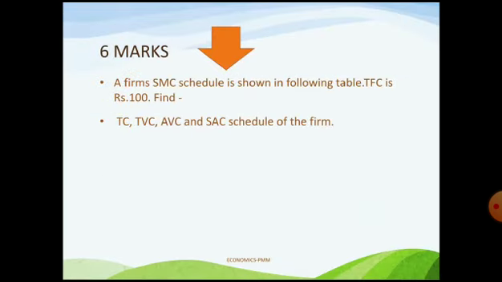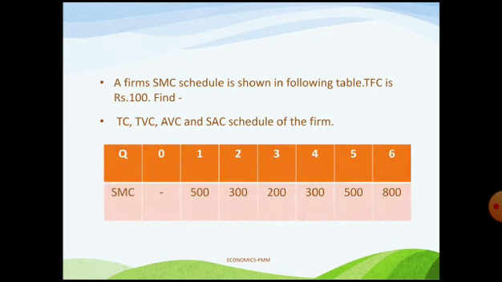The question will be asked in this form, which carries 6 marks. A firm's SMC schedule is shown in the following table. TFC is already given, Rupees 100. We need to find out the TC, TVC, AVC and SAC schedule of the firm. The table is given in this form where quantity and SMC are already given. So we need to find out all these required costs.